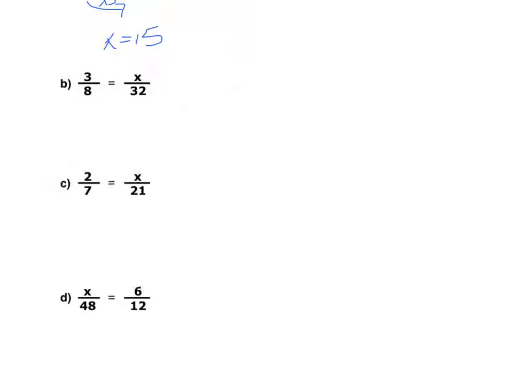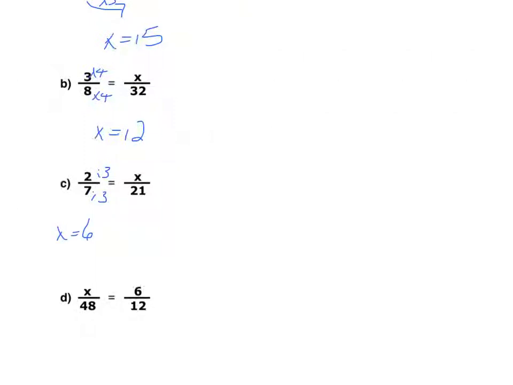If I do the next one here, letter B, how do I get from 8 to 32? I take it times 4. So I have to do the same to the top as well. I get x is equal to 12. Next one, I have to take 7 times 3. I have to do it to the top as well. 2 times 3, x is equal to 6.